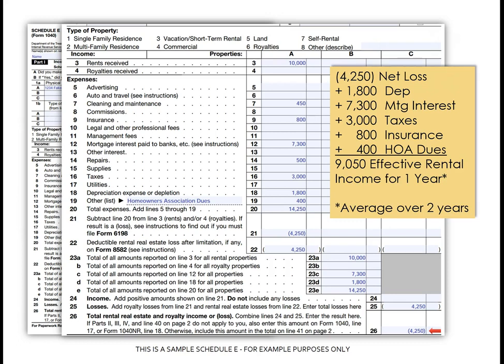So you would start with that net loss in your calculation, but from there you would then add in depreciation of $1,800. Mortgage interest, you would add back that's $7,300, add back taxes, which was $3,000, and add back insurance, which was $800, and HOA dues of $400, which gives you an effective rental income for that one particular year of $9,050, which can then be added back to the borrower's income. Now remember, you're obviously going to be averaging 2 years. This is just an example of 1 year.